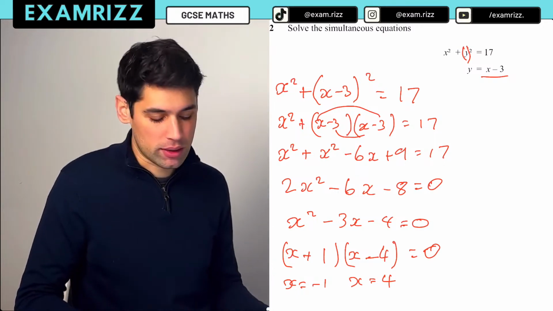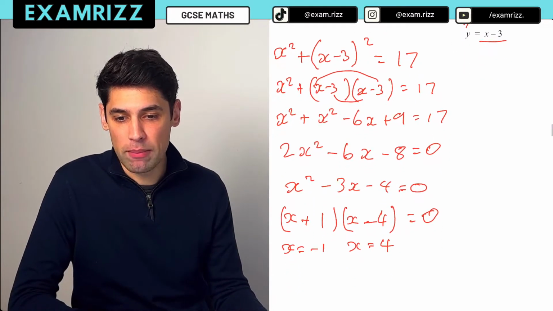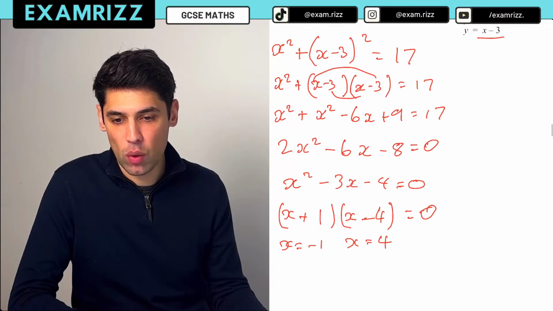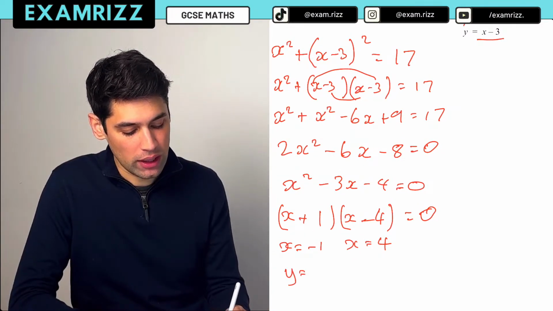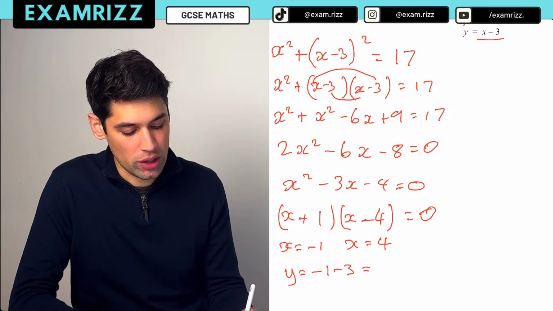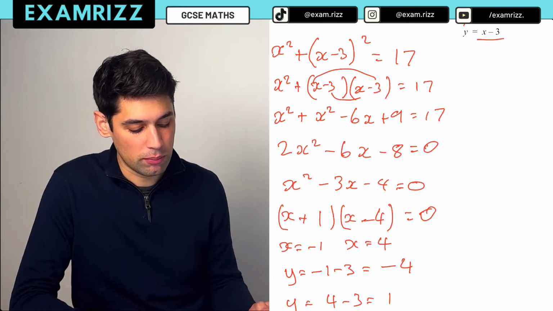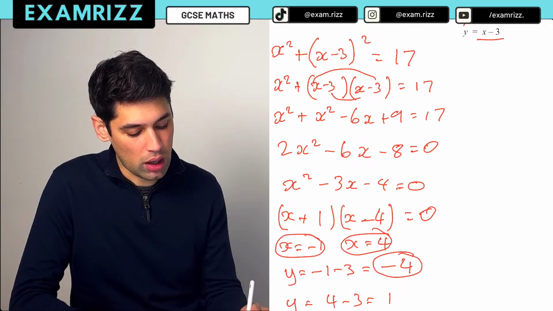Now, very close to our answer here. We've got the x values. We just need to find the y values. Remember, our original statement, y equals x minus 3. So y will equal minus 1 minus 3, which is minus 4. And y will equal 4 minus 3, which is positive 1. So those are our 4 answers.